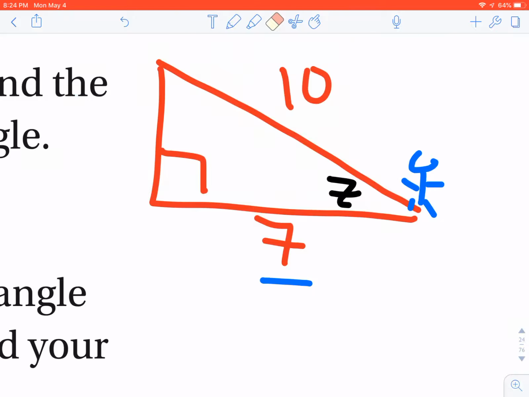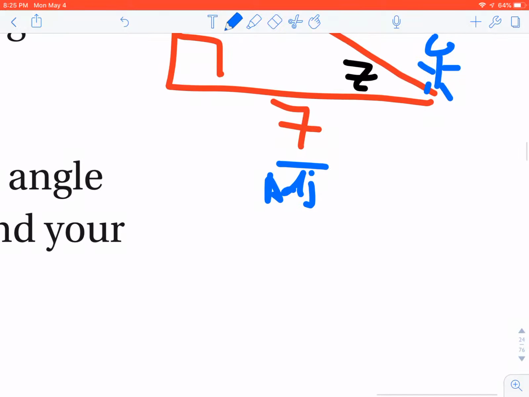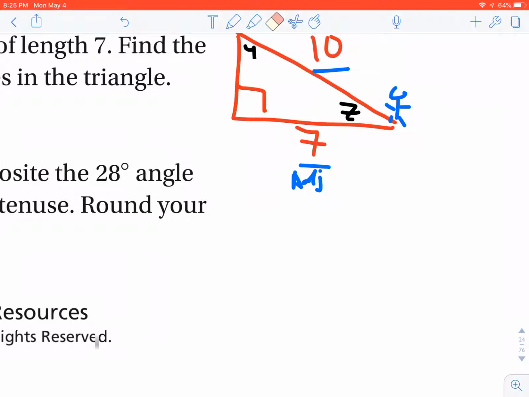So now we're going to use 10 and 7. 10 is my hypotenuse. This is my adjacent. I'm looking for an angle, so I know I'm going to use the inverse trig function. So cosine, because CAH.